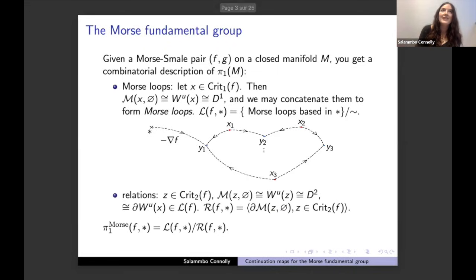If you want a sense of the relations, what it means for a Morse loop to be fillable, essentially you look at the unstable manifolds of index 2 critical points, which are two-dimensional disks whose boundary is actually a Morse loop. You can quotient by the normal subgroup generated by the boundaries of these unstable manifolds. Then you get what we call the Morse fundamental group.